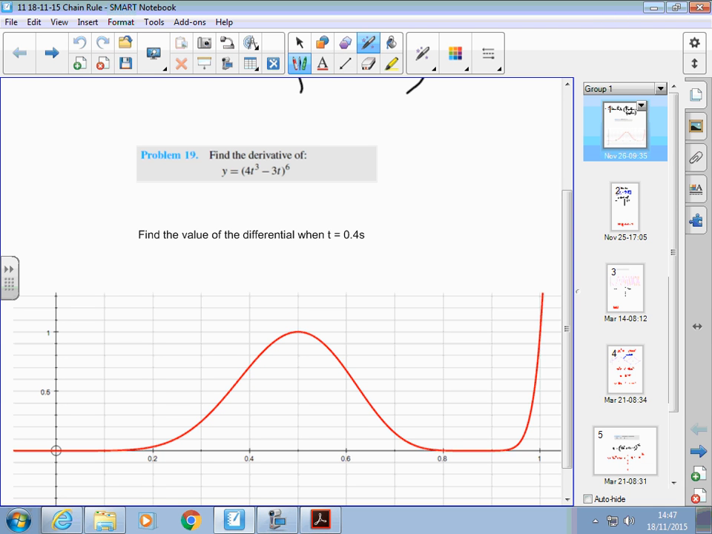If you look at this function, to find y, what I need to do, given the value for t, is work out what 4t cubed minus 3t is. That's the first stage. And then when I've done that, raise that to the power 6. So there's two separate parts to it.